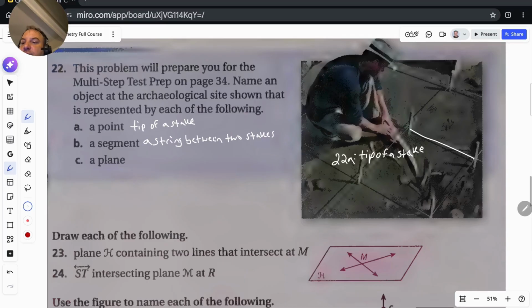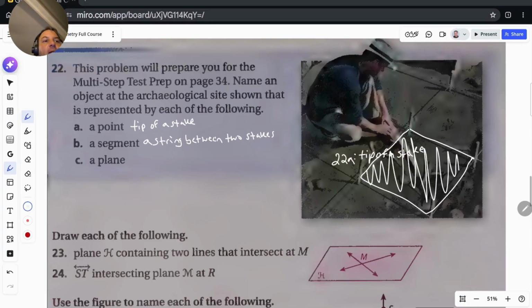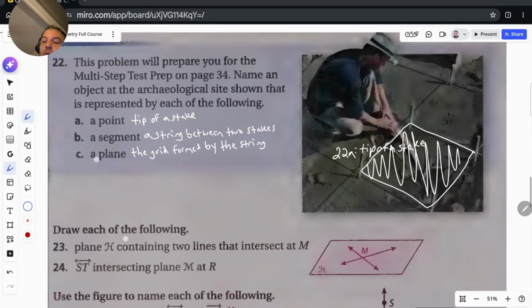And now 22C is a plane. Now, a plane is a flat surface, so at the dig site here, the entire square grid formed by the strings stretched between the stakes lies on a flat surface, so that grid would represent a plane. We can draw that out. There's our plane. So my answer would be the grid formed by the string. All right, let's continue on.